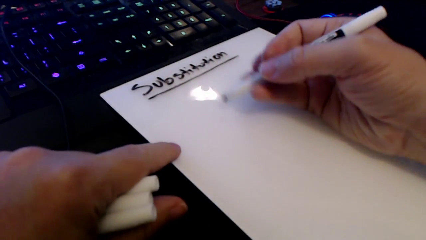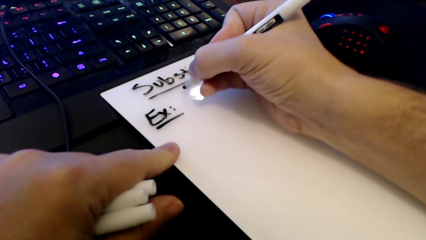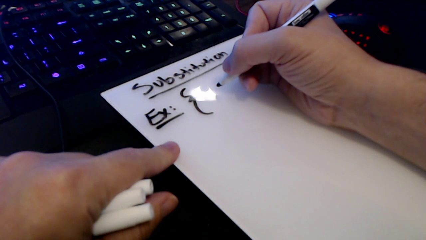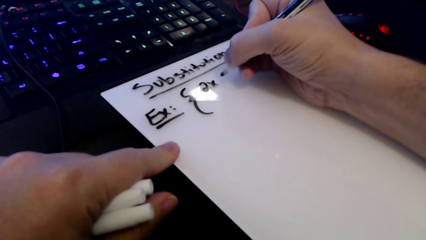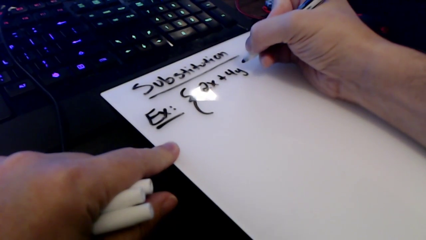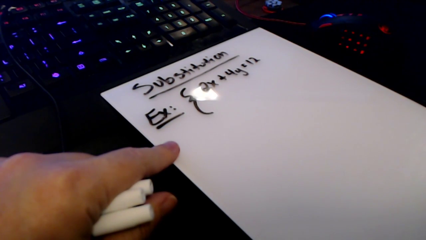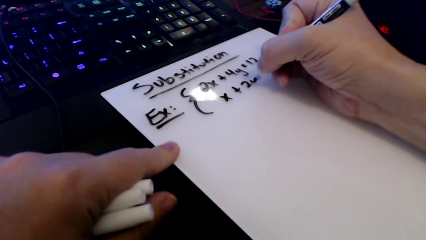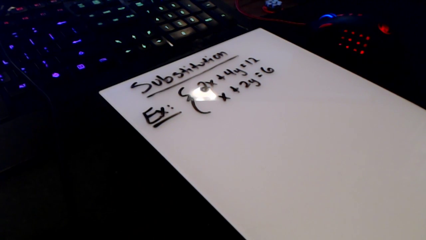So, if we have another example, let me think here. If I can do this right, it'll be okay. We'll do 2x plus 4y equals 12. Will that work? Yeah. And if I have this one that says x plus 2y equals 6. All right. If I solve these, and we'll look at this, when we start elimination, we'll look at this exact same problem.